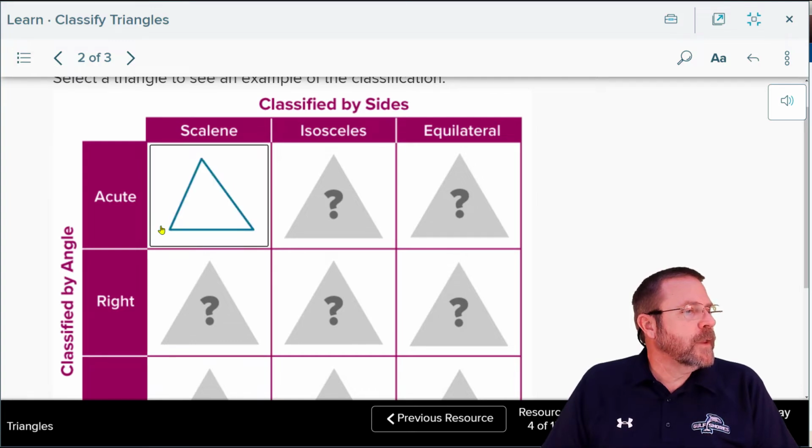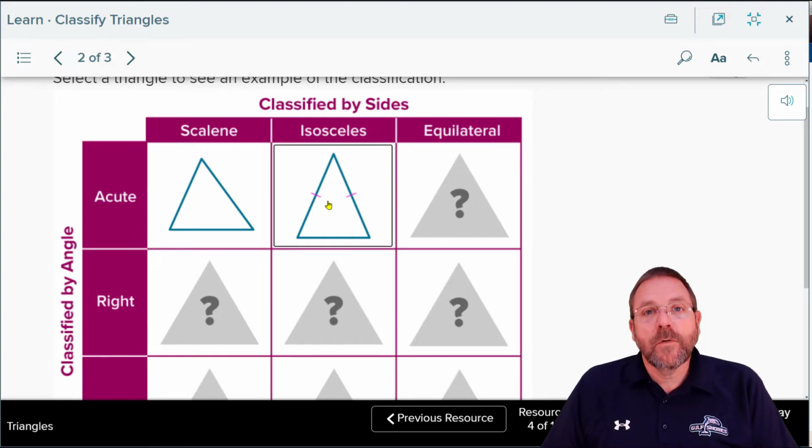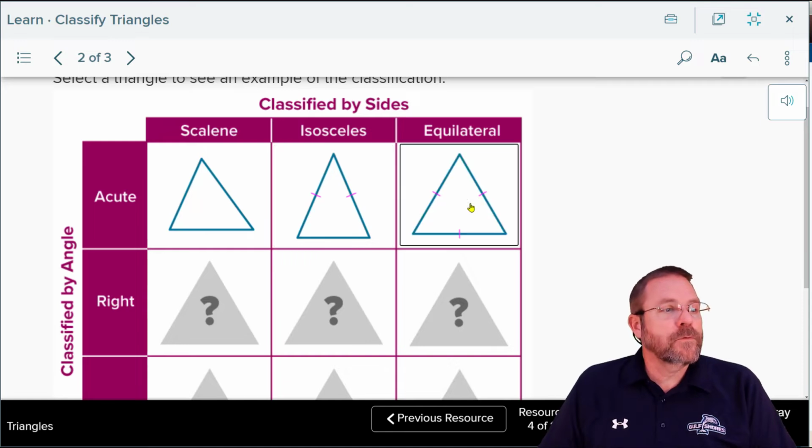Example of an acute scalene, you can see that all the angles are less than 90 degrees and all the sides are different lengths. An acute isosceles, all the angles are less than 90 degrees and two of the sides, you see the pink tick marks there, are going to be congruent or equal. And then for the equilateral triangle, you've got all three sides are going to be congruent and all three angles are going to be less than 90 degrees as well.